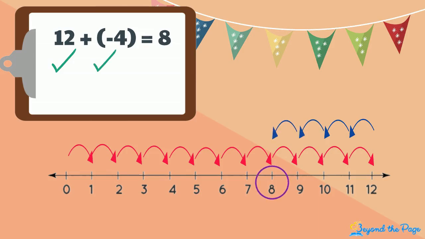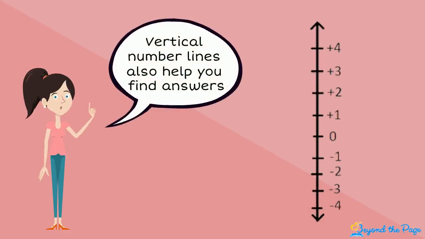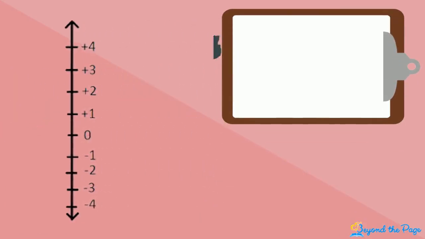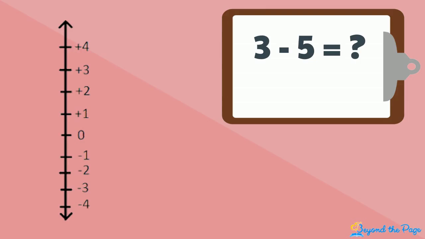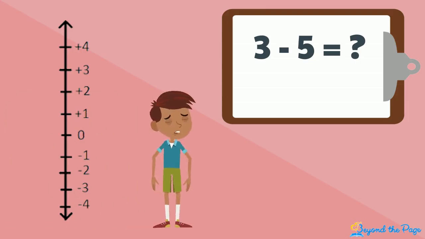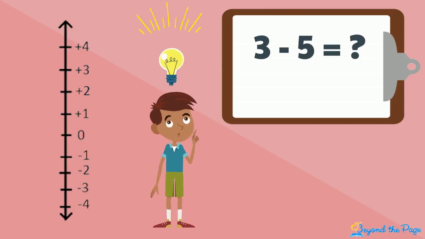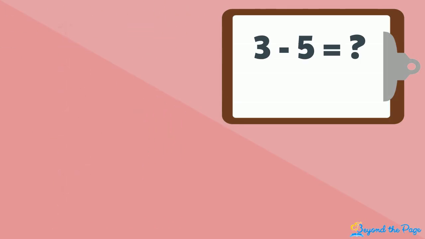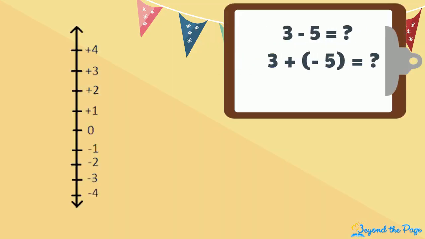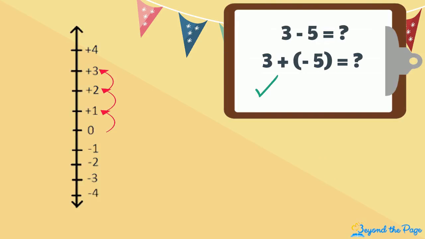Vertical number lines are also useful for picturing how to find answers when you have positive and negative numbers. In this example, the expression starts with a smaller number and subtracts a larger number. What is 3 minus 5? Up to now, you would have said this problem can't be solved. But with subtraction as adding the opposite, it can. This time, you started on the positive part at 3, but then added negative 5. When you count down 5 units from 3, the value becomes negative, or less than 0.